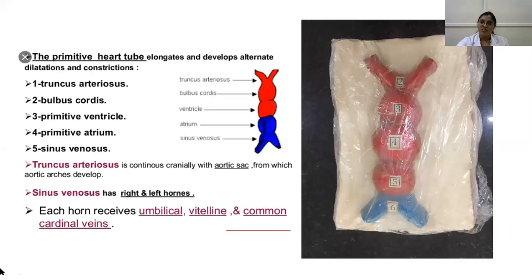So this first model is this one. Whenever a model is given, you have to tell what it is. This is a model showing the developing heart tube. In this heart tube, what you're seeing is there are dilations and constrictions. You know that initially there are a pair of endothelial heart tubes. They'll ask you what is vasculogenesis, what is angiogenesis. So the two definitions you have to know.